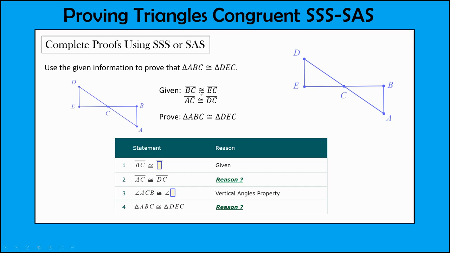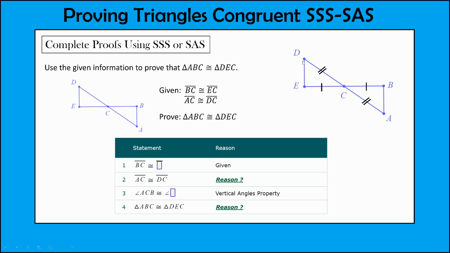So what are we given? We're given that BC and EC are the same length. So I'm just going to mark that in the drawing. I'm told that AC and DC are the same length. I'm going to mark that in the drawing. Now that's all we're given. So we have to figure out, what else can I get out of this drawing? Because I'm not given any more information. What else can I get out of the drawing so that I can prove these two triangles congruent by side angle side?